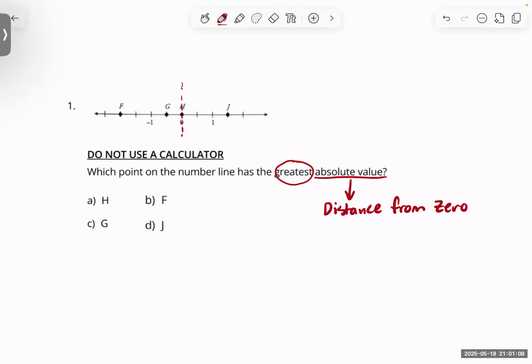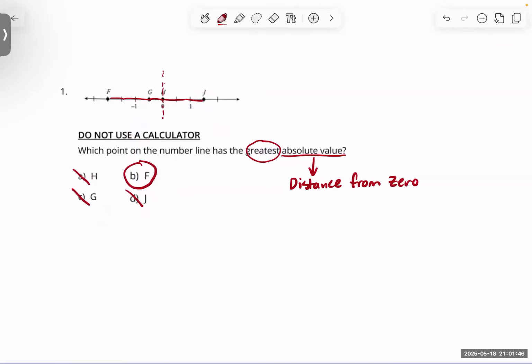So here's zero, right? Well, just from looking at this, which point is farthest away? Well, clearly it's not H. H is right at zero. And if we're comparing F, G, and J, G is clearly very close to zero, so it's not that. Now let's take a look at where J is from here. It is 1, 2, about 3 units away, and F is 1, 2, 3, 4 units away. So the answer is F. It is the farthest away from zero, aka it has the greatest absolute value.